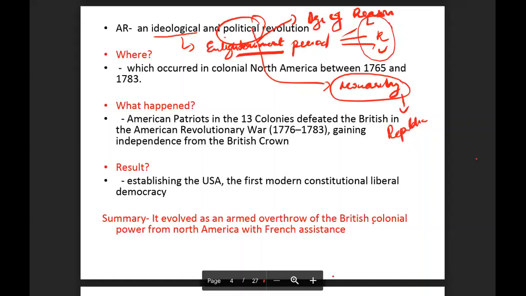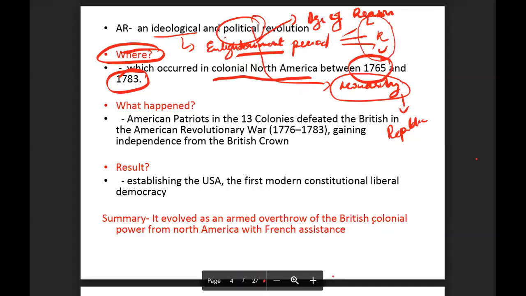Now, where did it occur? Next question: it occurred in colonial North America between 1765 and 1783. Years are not important, you can just mark it. Your answers will be enriched if you write the years, but it is not mandatory. You should know roughly that this happened after the 1750s or after 1763, only that much. I will not emphasize that you have to memorize the years. So it happened in colonial North America between 1765 and 1783.